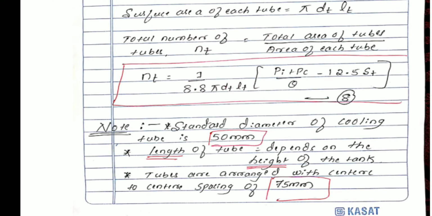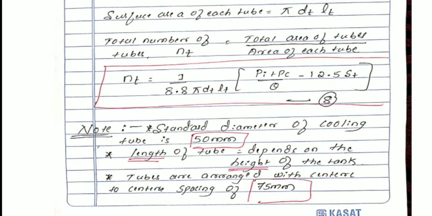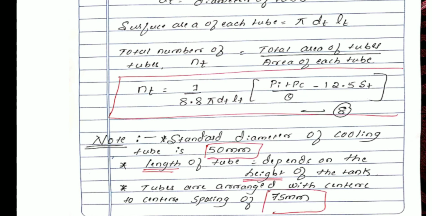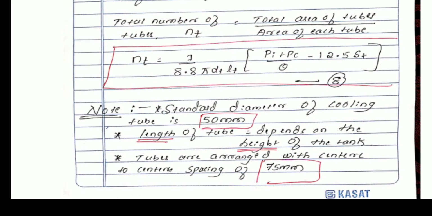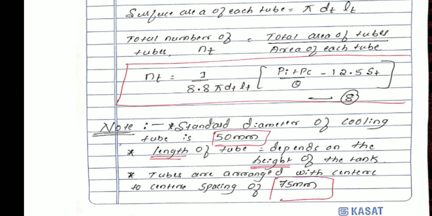Getting my point? Next, these transformer tubes are going to be mounted vertically in the transformer tank. How are they going to be placed inside? The tubes are arranged with a center to center spacing of 75 mm. From one tube to another tube, the center to center spacing will be 75 mm. Keep it in mind. While solving numericals, if they don't give the diameter of the cooling tube, take 50 mm.